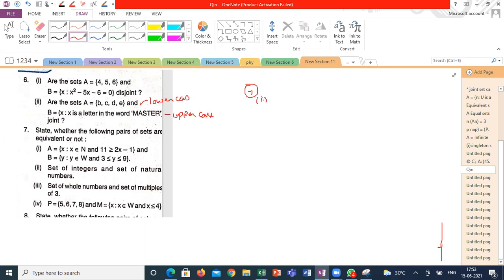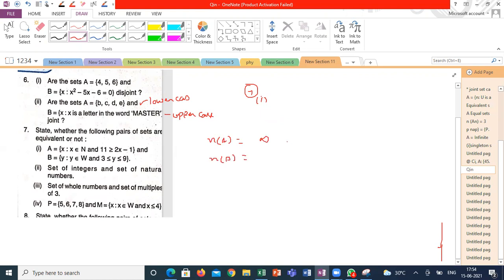State whether the following pair of sets are equivalent or not. Equivalent means the number of elements in A must be equal to the number of elements in B. Find the cardinal number of A, cardinal number of B. What is n of A and n of B in the first question? What is n of A? Sir, I guess n of A is infinite. Infinity. What is n of B? 7.